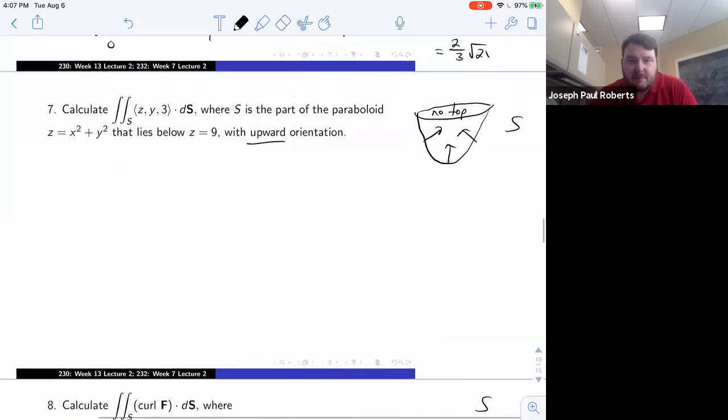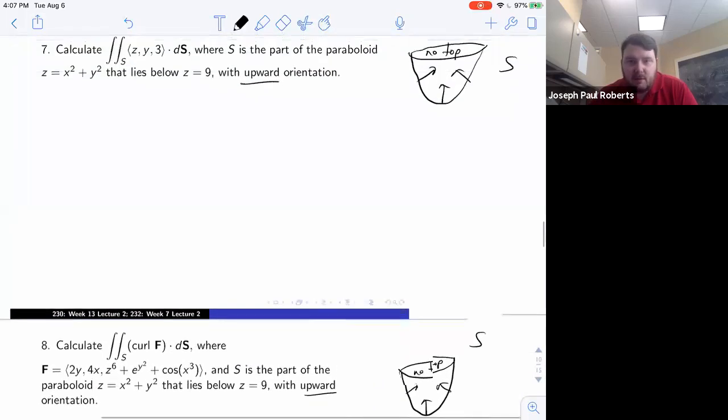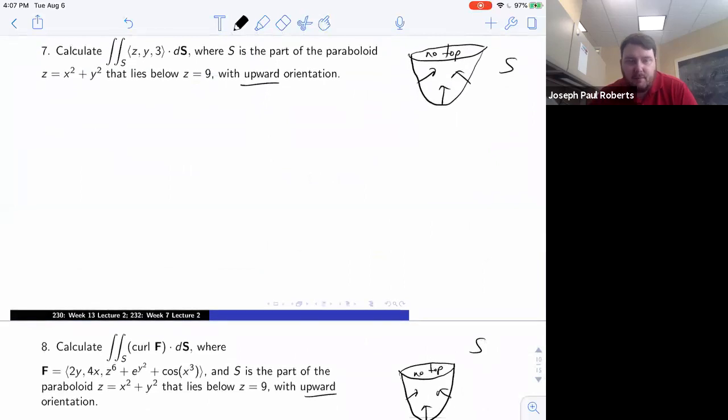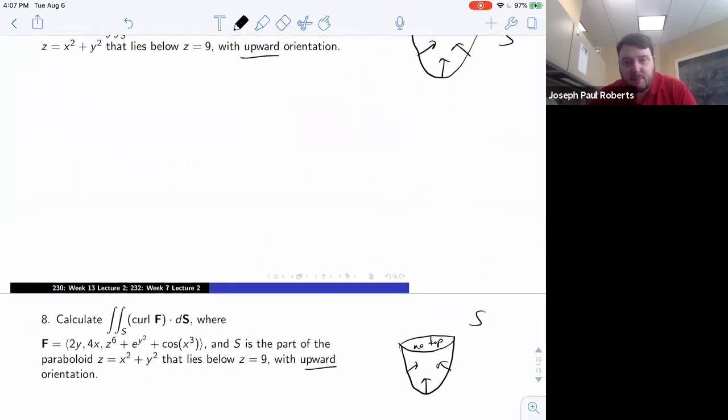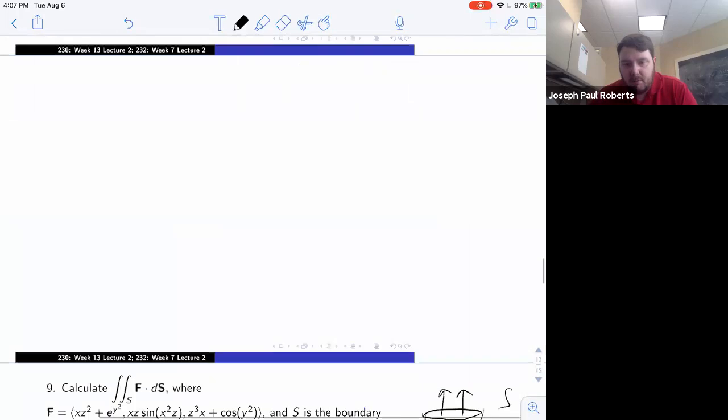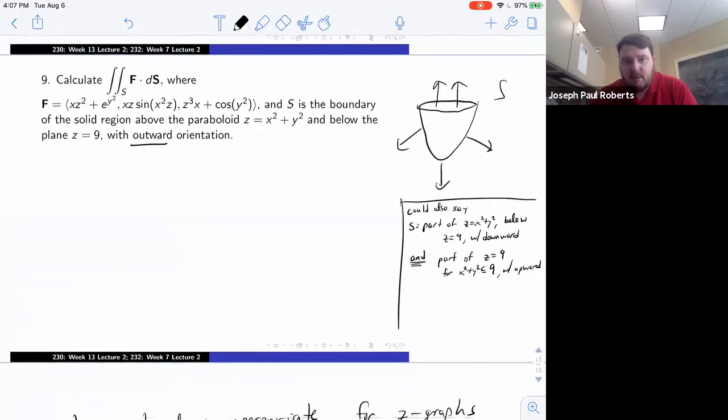Yeah, 7 and 8, I'm not talking about anything going on at the top. It's just the part of the paraboloid below that plane. I don't say it's part of that plane as well. Whereas this one, whether or not it's phrased as the boundary of the solid region, that includes the top. Or if I explicitly say it's both these things together, that's the difference.